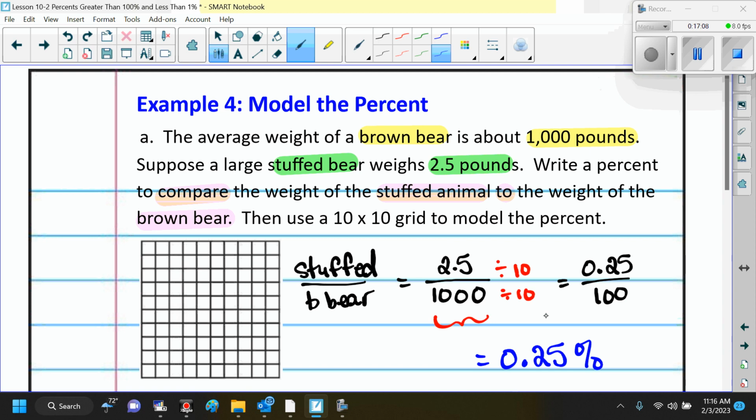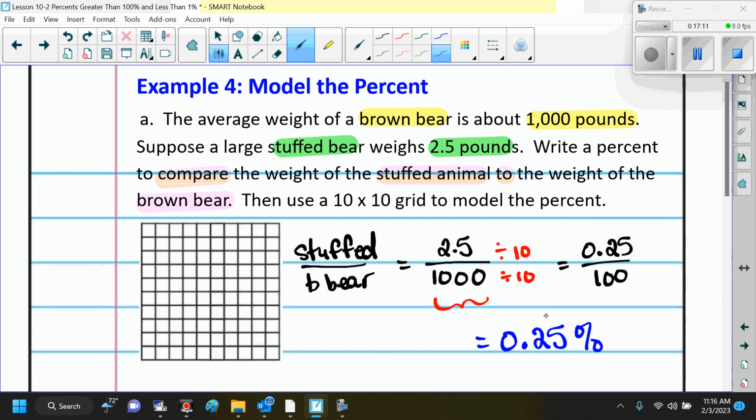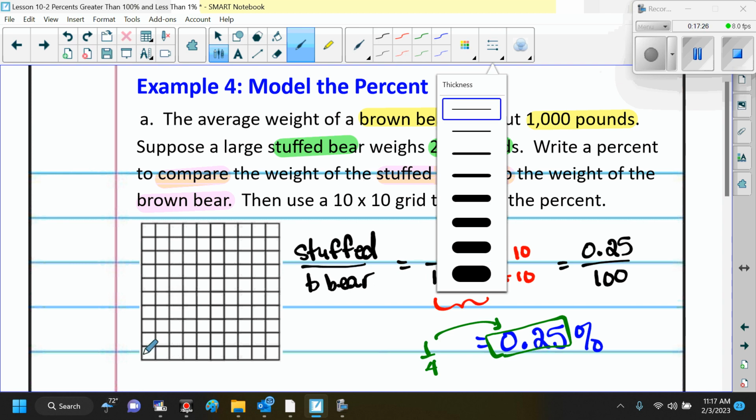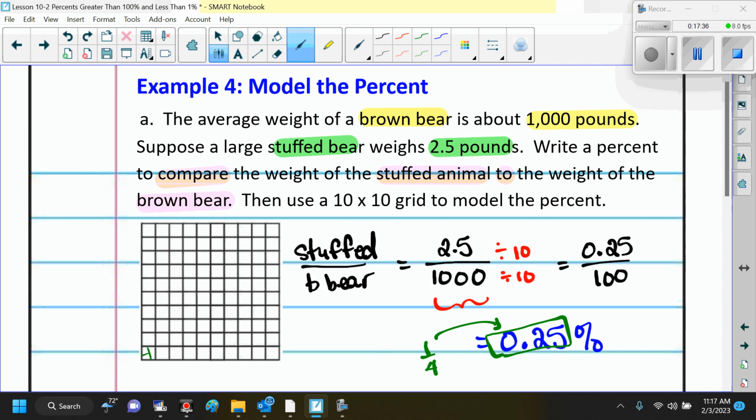Now, how do I shade that? Well, we know that 25 hundredths is equal to 1/4, right? So this piece right here, that's equal to 1/4, right? So, to shade it over here, we want 1/4 of 1%. Is everybody with me? So here's 1%, that one little piece there. I'm going to split that into fourths, and I'm only going to shade one teeny little fourth of it. Is everybody clear with that?